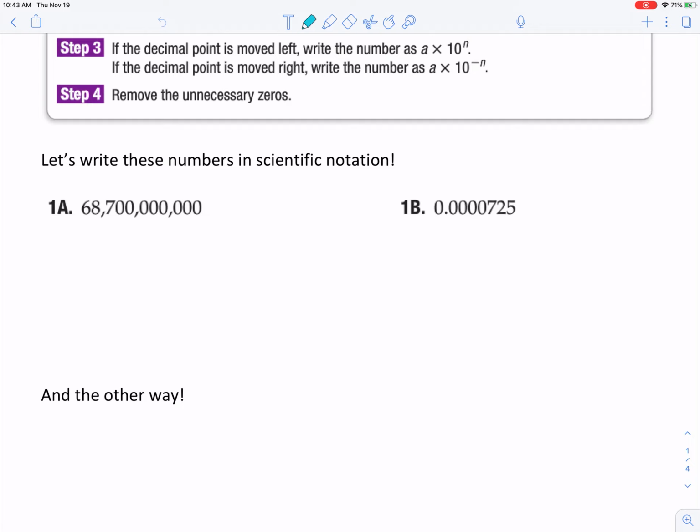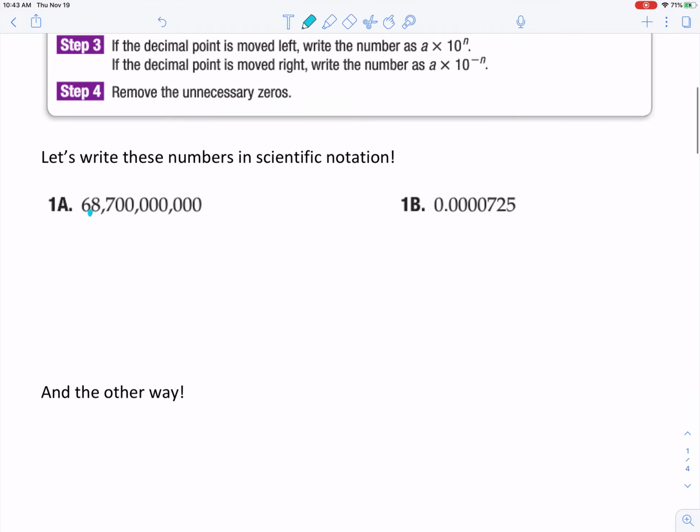Here I see on 1a, if I wanted to have this in scientific notation, again, you can only have one non-zero on the left of the decimal point. So I'm trying to put the decimal point right here. So let's count how many places I had to move that. 1, 2, 3, 4, 5, 6, 7, 8, 9, 10. Oops, the pen didn't hold, but there it is. I need to move it 10 places.